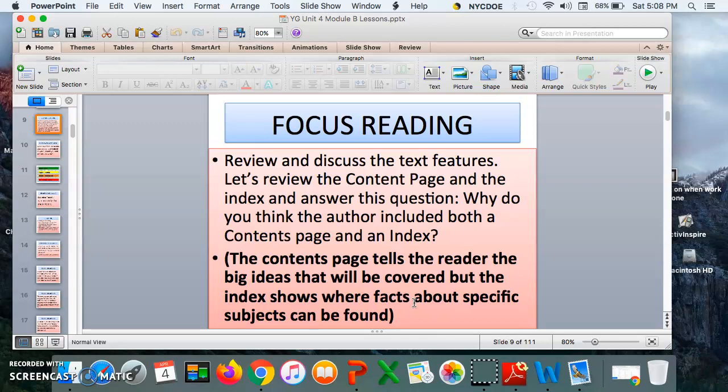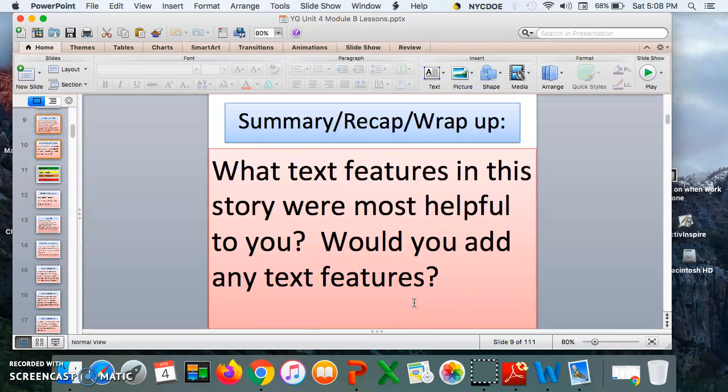Once you're finished doing your task card, I want you to think about this final summary question. What text features in this story were most helpful to you, and would you add any text features? I want you to think about this question once you're finished with your task card.